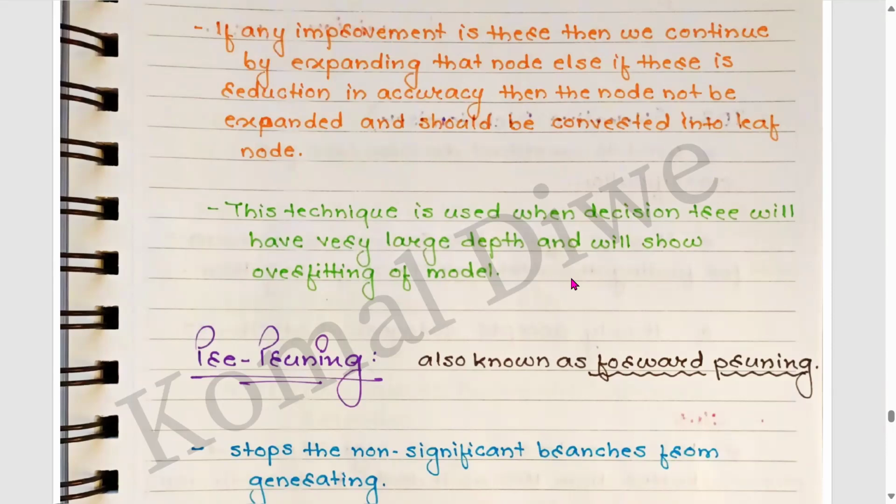This technique is used when the decision tree will have very large depth and will show overfitting of the model. If large depth and overfitting of the model is there, then we have to use the above given technique.